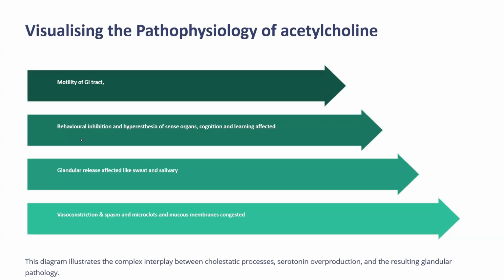So visualizing the pathophysiology of acetylcholine, its physical effects are on the motility of the GI tract, behavioral inhibition and hyperesthesia of sense organs, cognition and learning effects, glandular release affected like sweat and salivary glands, and vasoconstriction and spasm with microclots, and mucous membranes appear congested.